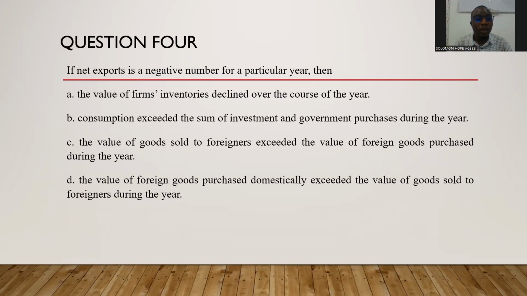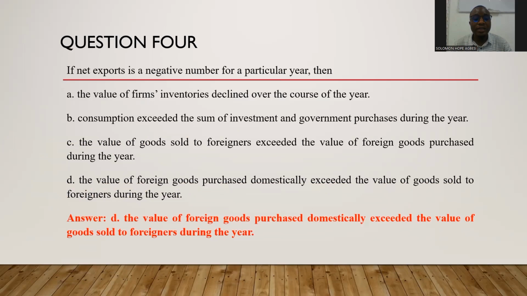Question 4. If net export is a negative number for a particular year, then A, the value of firms' inventories declined over the course of the year. B, consumption exceeded the sum of investment and government purchases during the year. C, the value of goods sold to foreigners exceeded the value of foreign goods purchased during the year. D, the value of foreign goods purchased domestically exceeded the value of goods sold to foreigners during the year. The right answer is D.